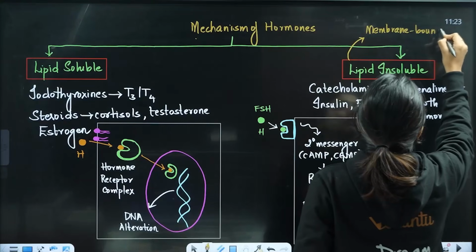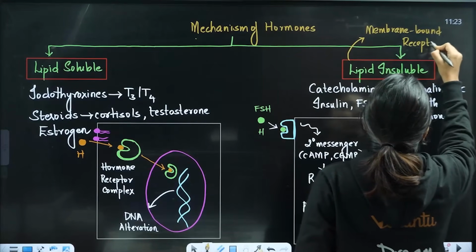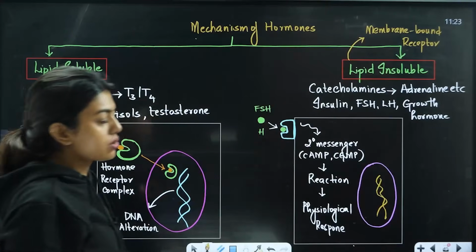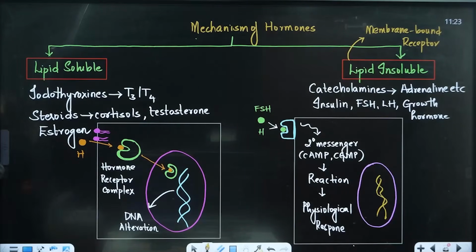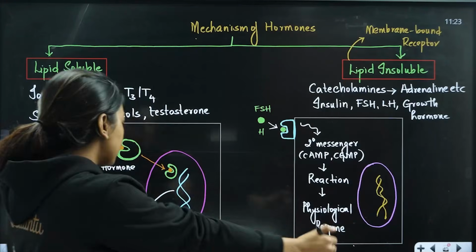use membrane bound receptors. Membrane bound receptors, that is important. They will ask you about membrane bound. Okay, and the other kind will be cytoplasmic receptors, or we can say nuclear receptors.